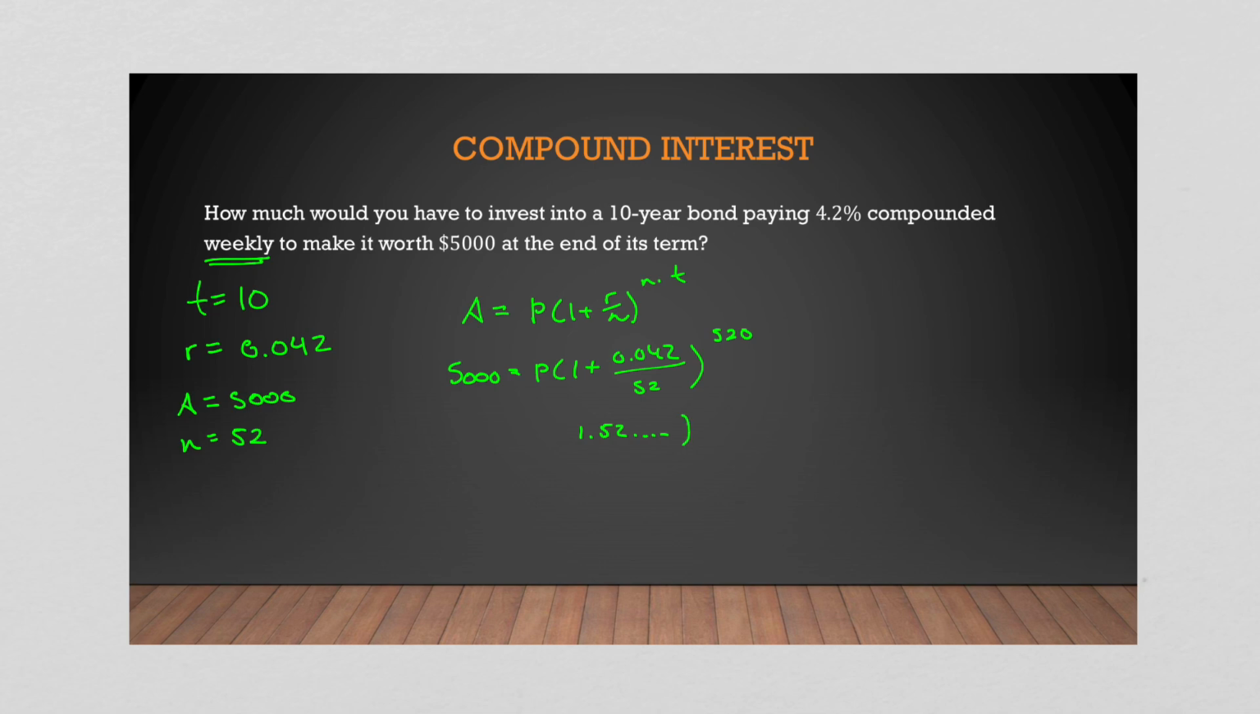Now, you're going to want to keep that in your calculator, because in order to solve for the principal, we just divide by that amount. So in your calculator, just hit 5,000 divided by, and then the ANS button, the previous answer your calculator held. And if you have a good calculator for this, it should come out at $3,285.79.